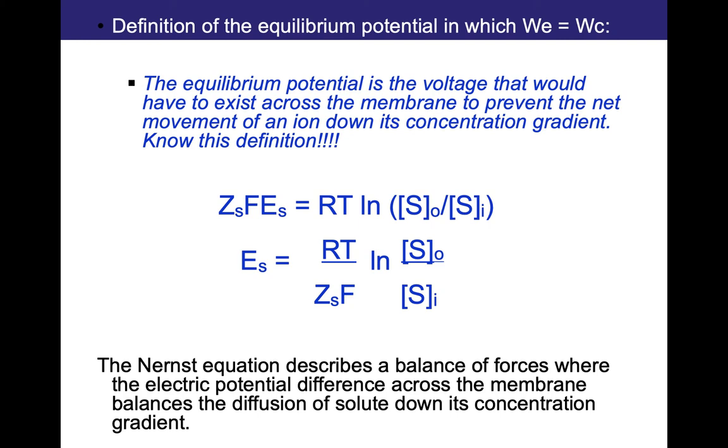Making sense? Starting to come together? That's the beauty of the equilibrium potential. All right, so let's try this now for chloride. Here is the concentration gradient, right? The concentration gradient, if we were just taking that into account alone, is going to be from outside to inside. That's going to be the net movement.